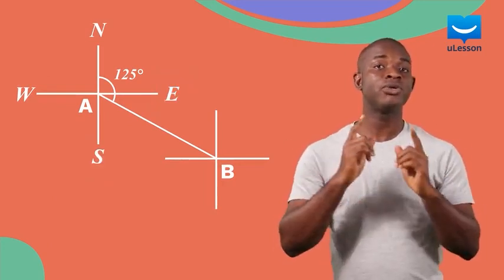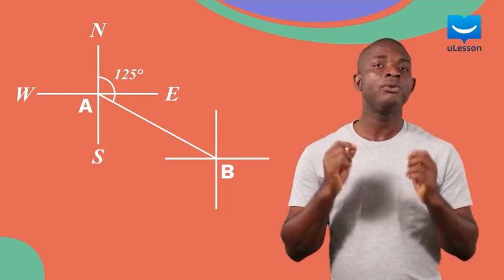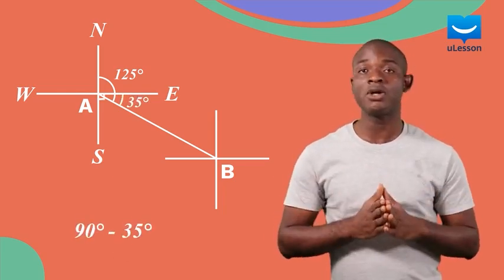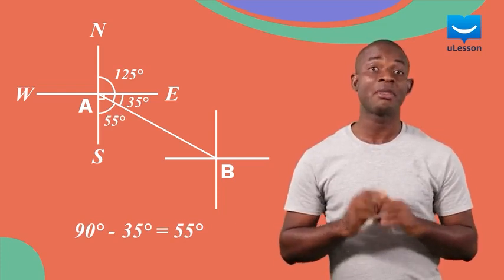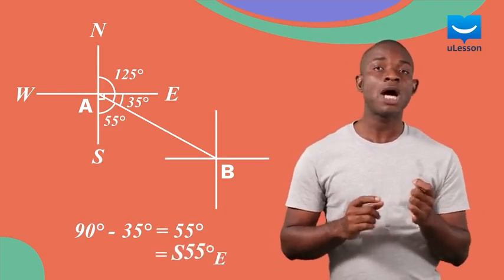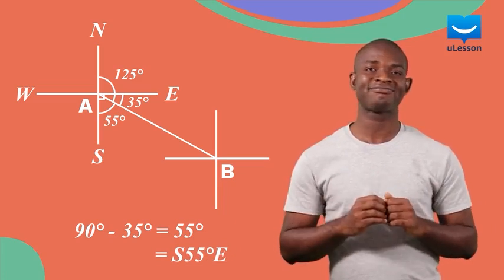Calculating the angle between the south and line AB, we will have 90 degrees minus 35 degrees, which is equal to 55 degrees. Hence, the bearing of point B from A is south 55 degrees east.